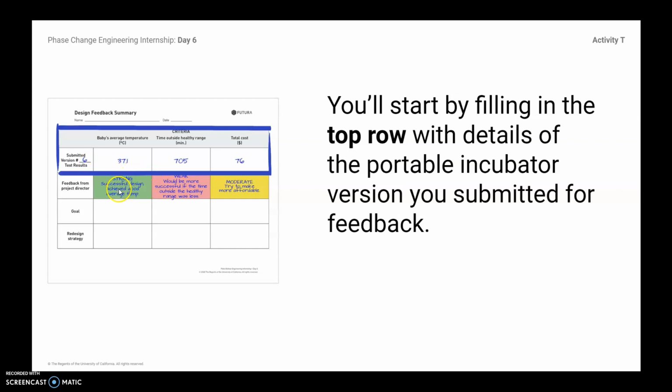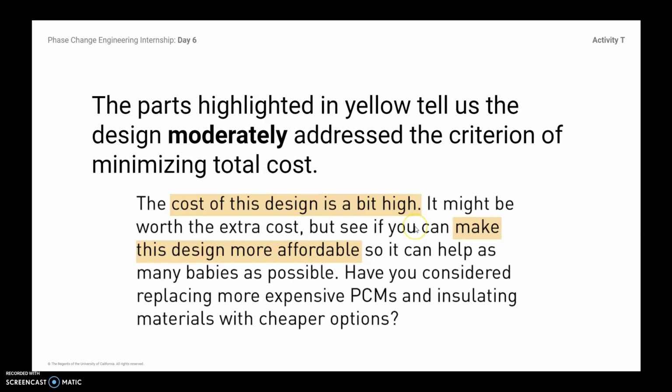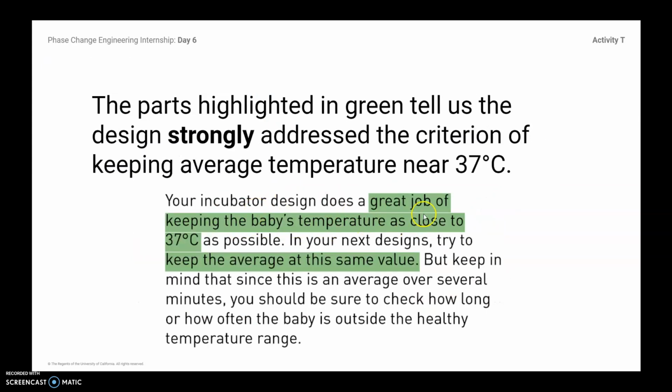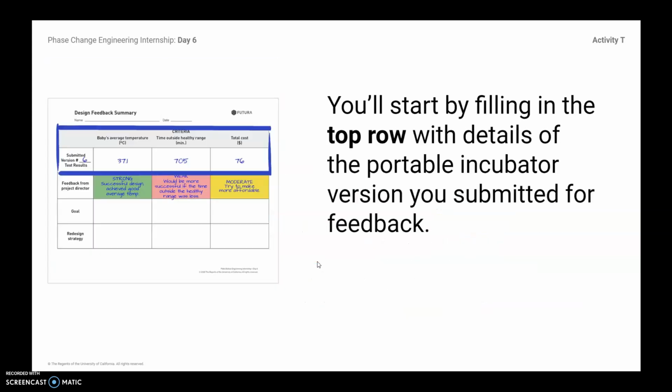Okay, and then you're going to put the feedback from the director. So if it was strong, you'll put what was strong about it. Like we said, successful design, achieved good average temperature. Those are some things that came out in these notes. Keep the baby's temperature as close as possible to the average. So you're going to just point out the things that he said were strong, weak, moderate, whatever they may be.